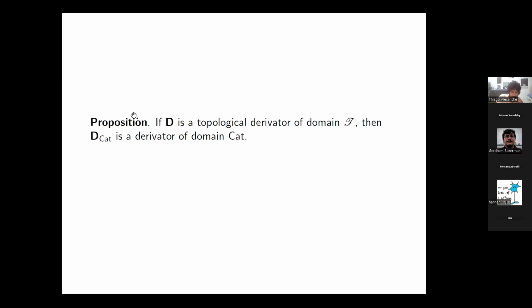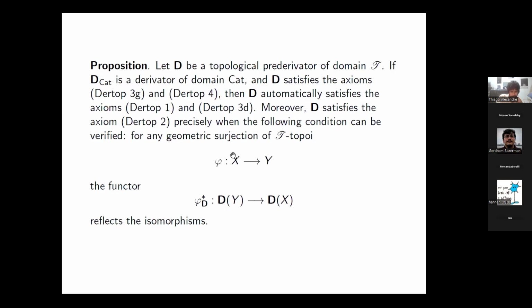So we can verify that if D is a topological derivator of domain T, then its categorical restriction will be, of course, a derivator of domain Cat. And we can verify more.